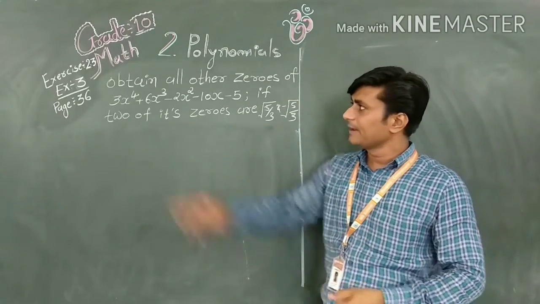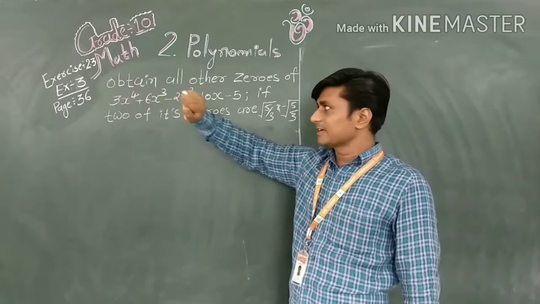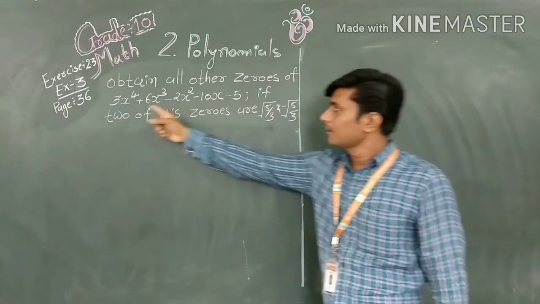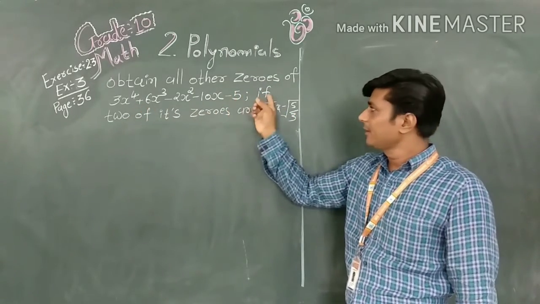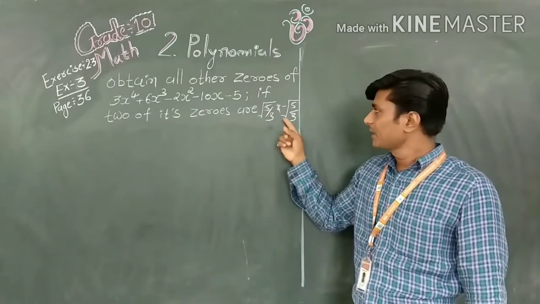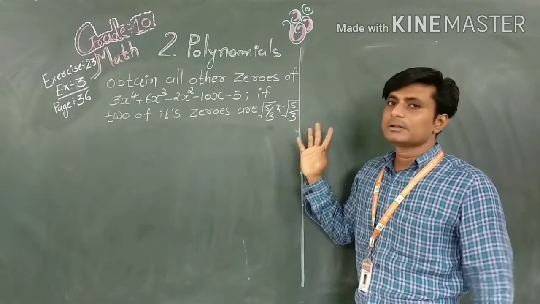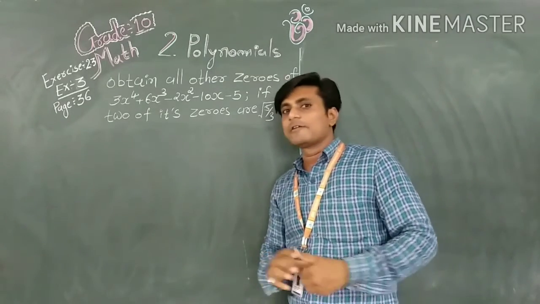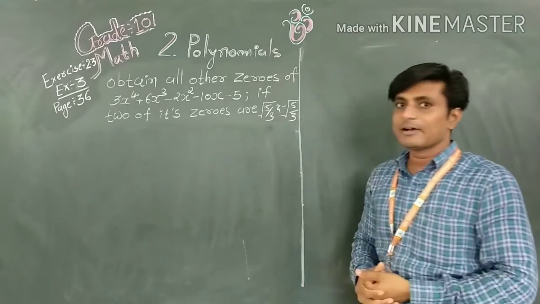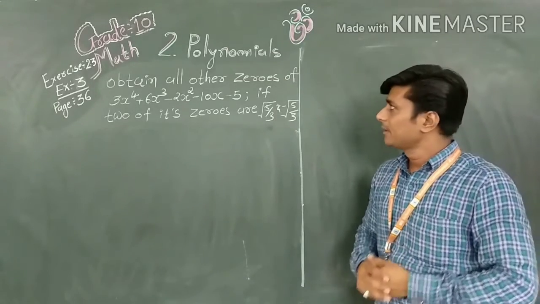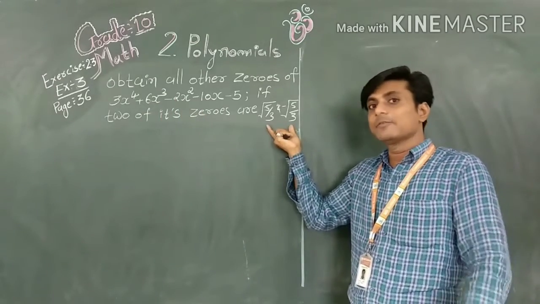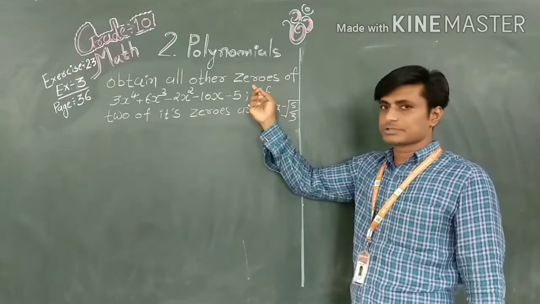Now today in example 3, what is example 3? Obtain all other zeros of this polynomial if two of its zeros are under root 5 upon 3 and minus under root 5 upon 3. Okay students, first of all clearly observe the data, what is given and what we do. Here a polynomial is given, also two zeros are given, and we want to find the remaining zeros.